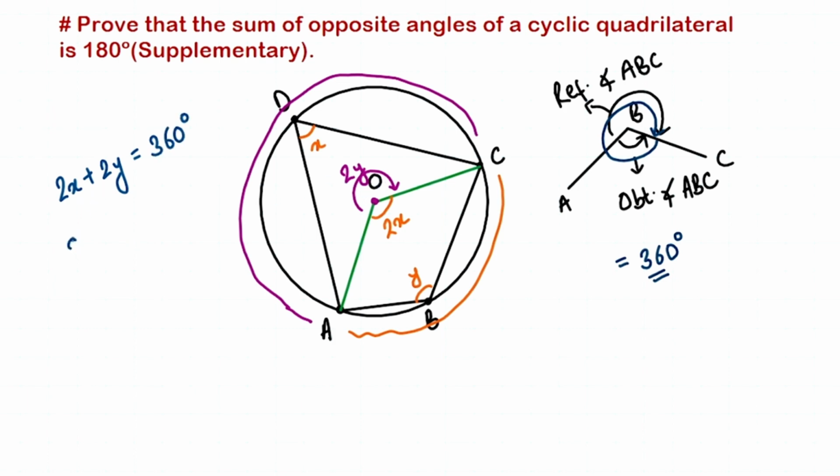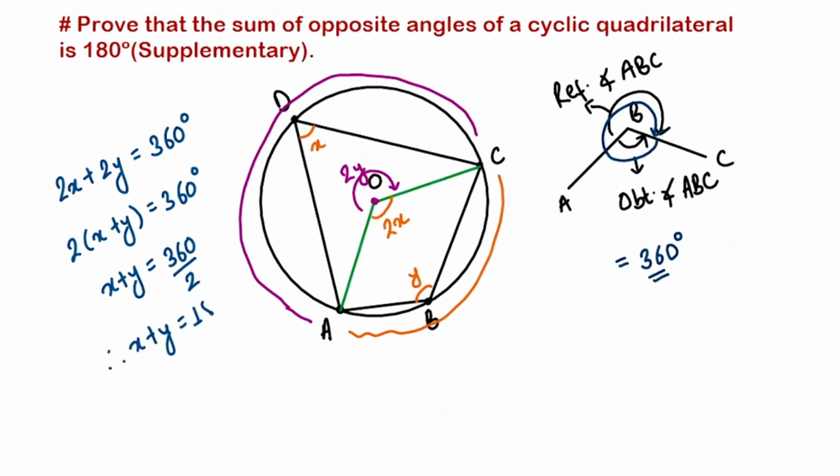Now, when we take 2 common, we get 2 bracket x plus y is equal to 360 degrees. And when you move that 2 to the other side, we get x plus y is equal to 360 degrees divided by 2. And therefore, we get x plus y is equal to 180 degrees. And we have just proved that the sum of this x and this y is equal to 180 degrees, right?